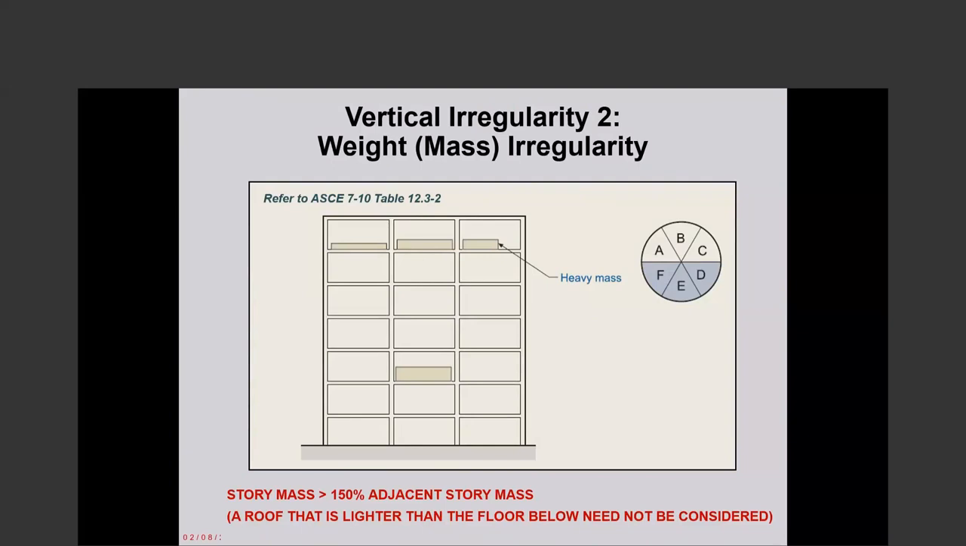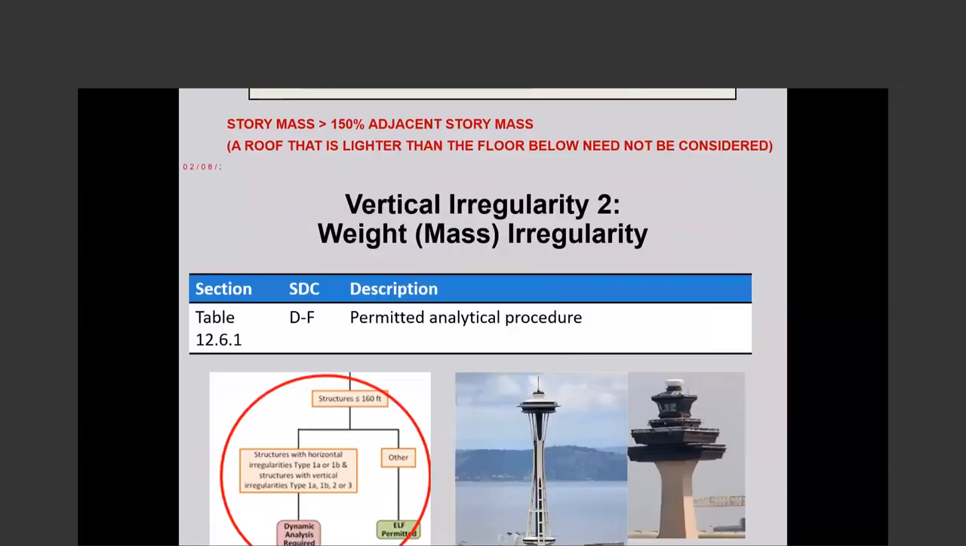Anyway, the definition is story mass larger than 150% of adjacent story mass. Story mass at any story is larger than 150% of adjacent story mass. In this case, the roof is exempt. A roof that is lighter than the floor below need not be considered under this irregular category.